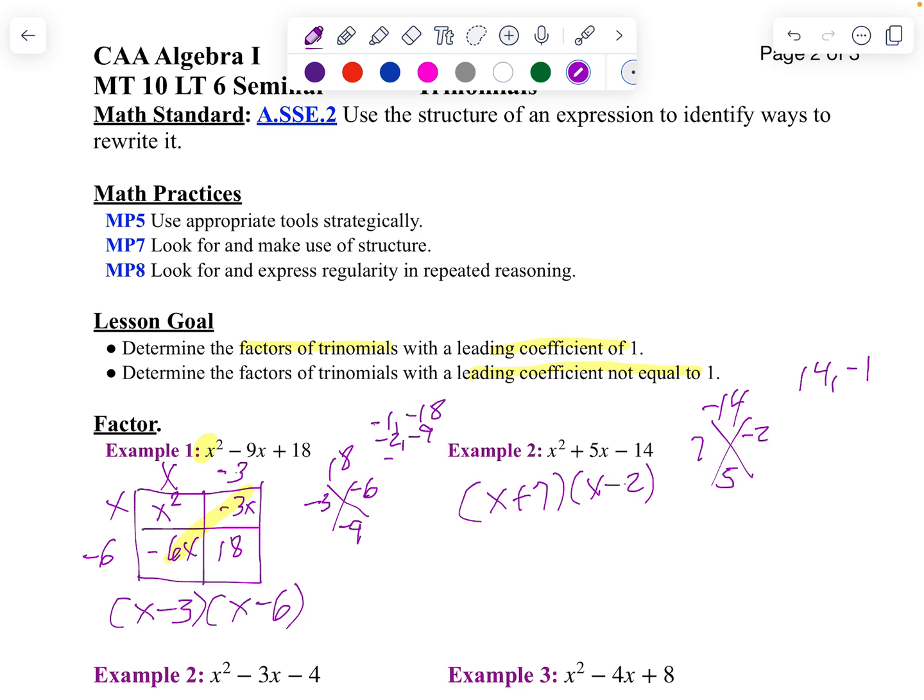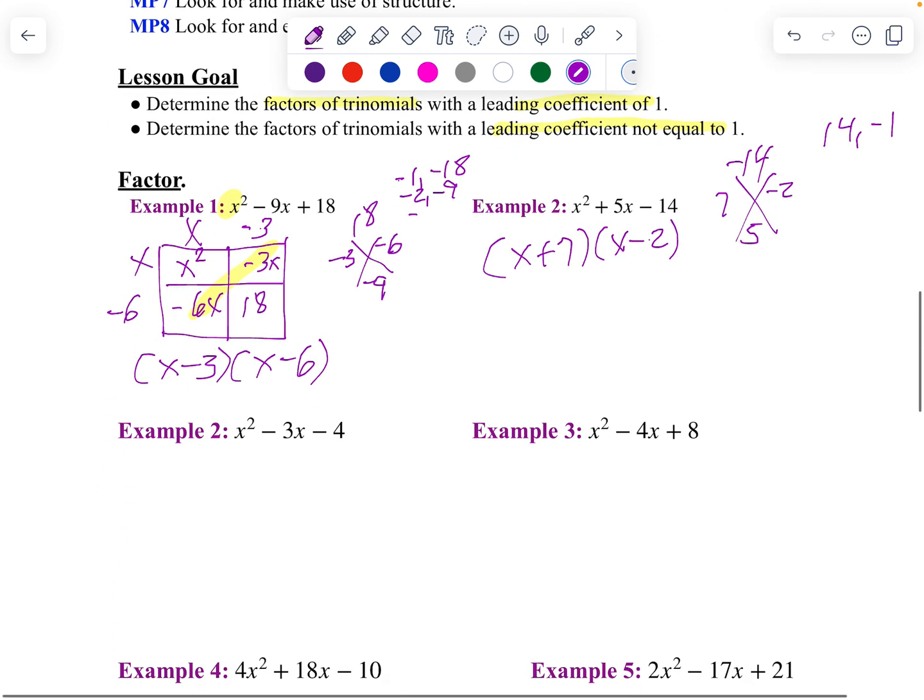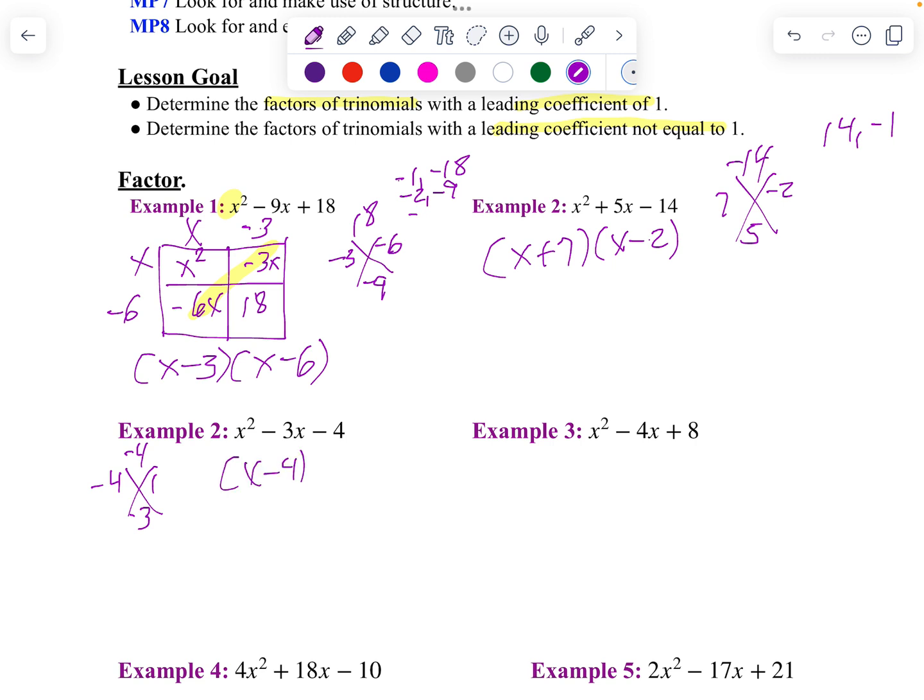Now, sometimes you might come to one where you can't find anything. Well, that would be a prime. We'll probably do one of those. Let's take a look at the next example. I have two numbers that multiply to negative 4, and they add to negative 3. Sometimes this is the simplest one, but it's the hardest one because you notice right away negative 4 and 1. Don't we get that? So I say x minus 4 and x plus 1. And there's your answer for that one.